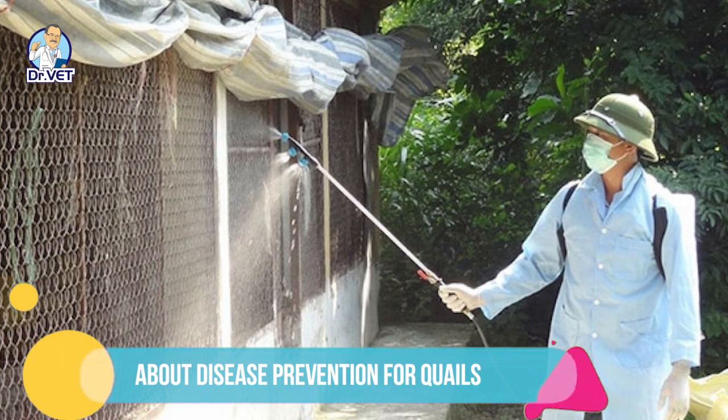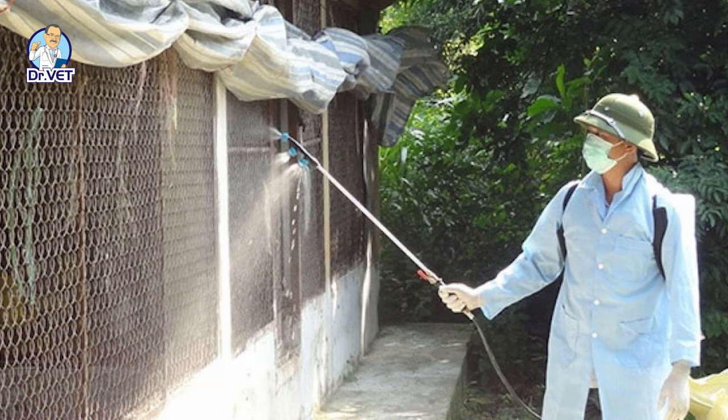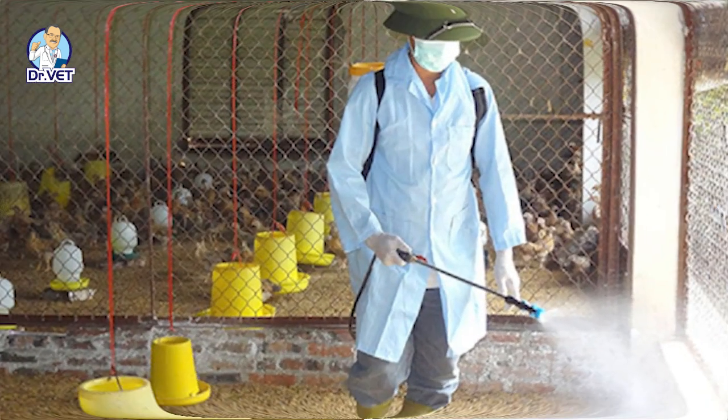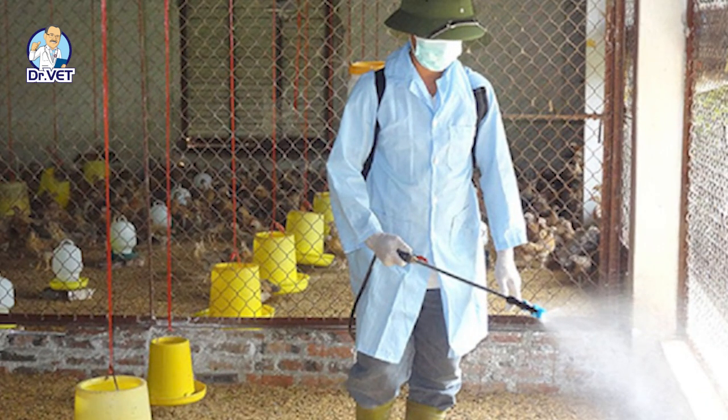For disease prevention for quails, the goal of this work is to prevent the transmission of disease. Firstly, prevent vertical transmission by spraying eggs with a suitable disinfectant solution. If you incubate eggs in an incubator, you must clean the incubator and import eggs from reputable facilities to ensure they are free of pathogens.